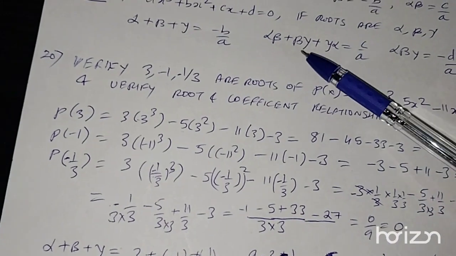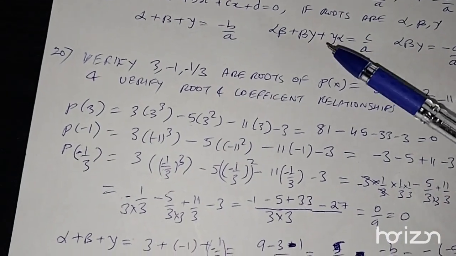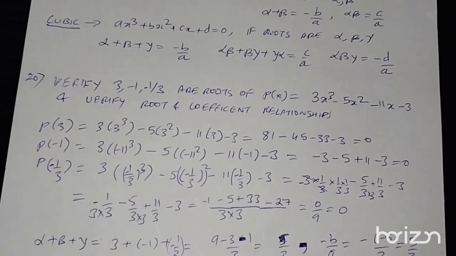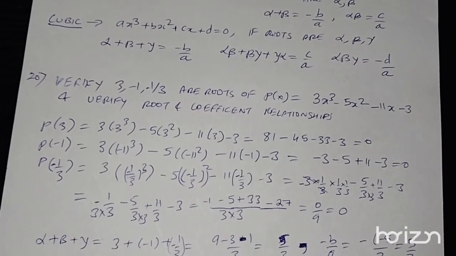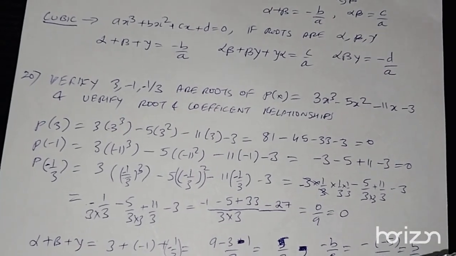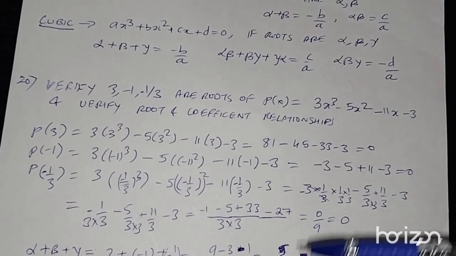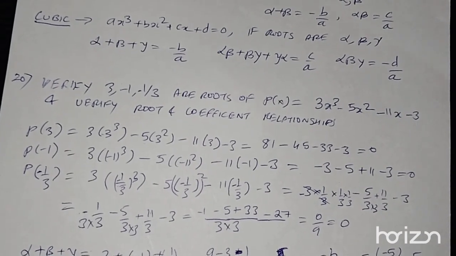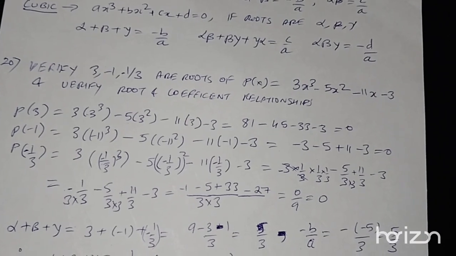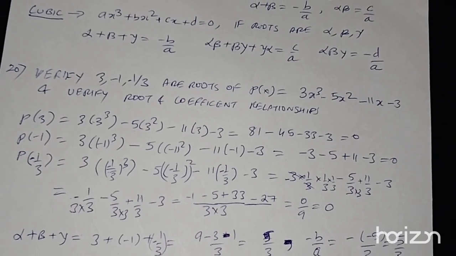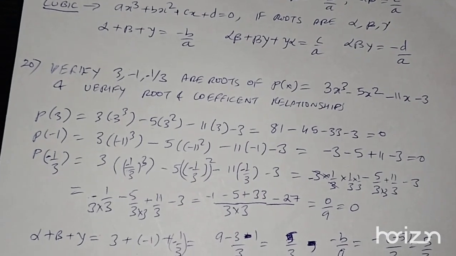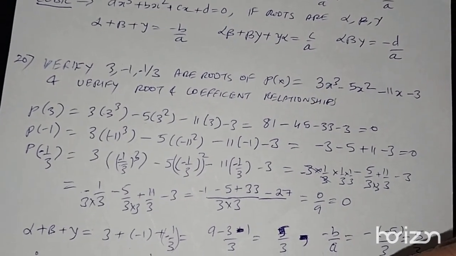Okay. Now let's verify the pairwise multiplication. Alpha beta, beta gamma, gamma alpha, what is it? Alpha beta plus beta gamma plus gamma alpha is 3 into minus 1, plus minus 1 into minus 1 by 3, plus minus 1 by 3 into 3. So 3 into minus 1, you'll get minus 3. Minus and minus, you'll get a plus 1 by 3 here. And here you will get minus 1 by 3 into 3, minus 1. With 3 as the LCM, this will become minus 9, 1 and minus 3. Okay. So that will give you minus 11 by 3.